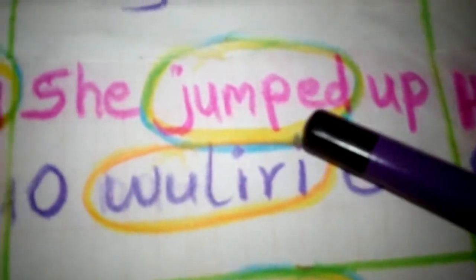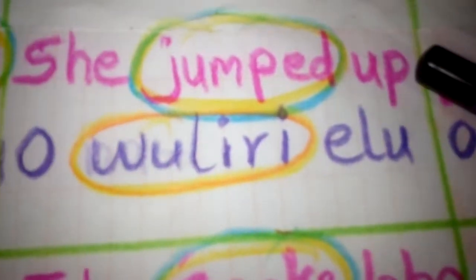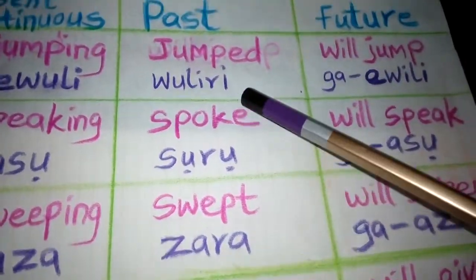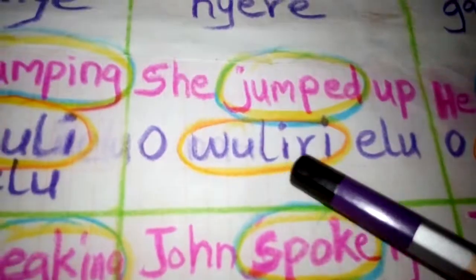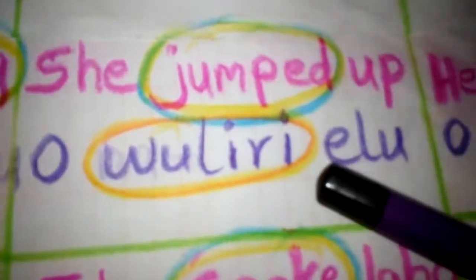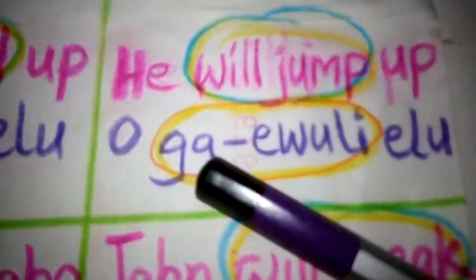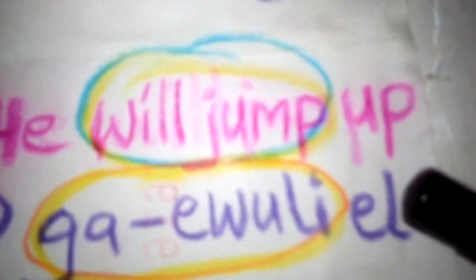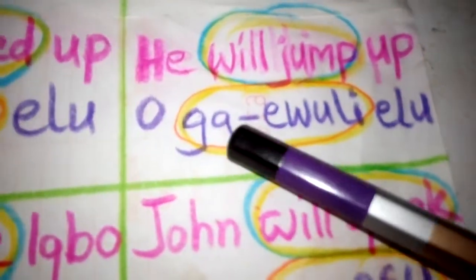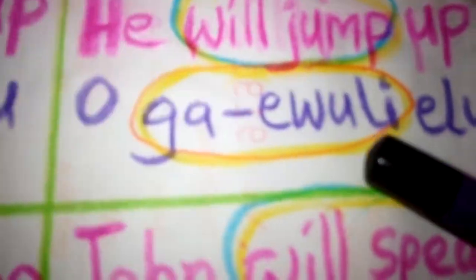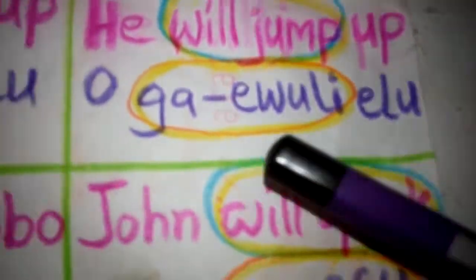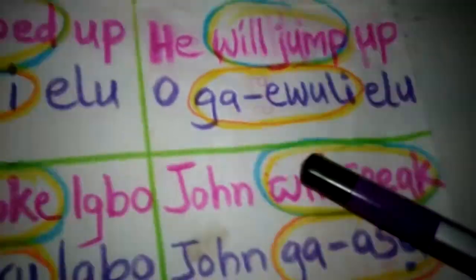Okay, she is jumping. She jumped up. Ọ wulili. Okay, that's past tense. Ọ wulili elu. He will jump up. That's the future. Okay? Ọ ga ewuli elu.